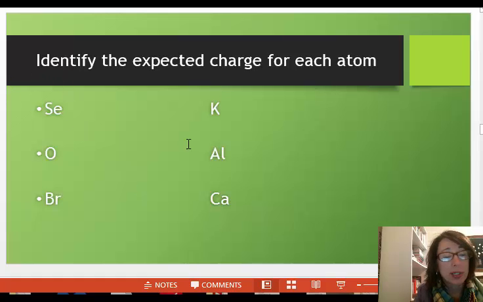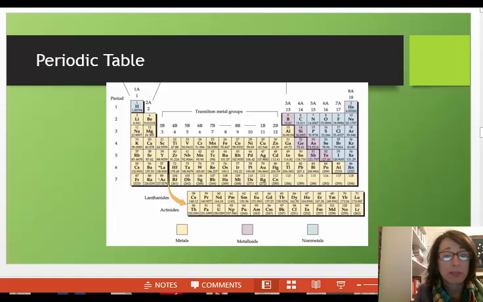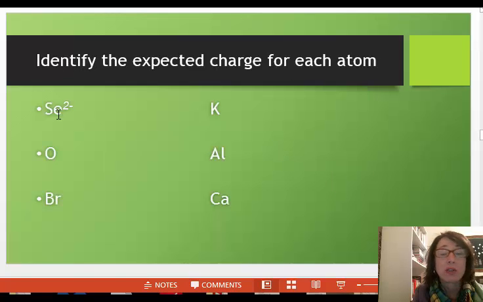Looking at our first example of selenium, we can see by looking at the periodic table that it is in family 6A. That means there are 6 valence electrons, which is 2 electrons short of the noble gas valence electron number of 8. Thus, selenium will form an ion with a charge of -2 to gain 8 valence electrons. Selenium is a nonmetal, and it forms an anion by gaining 2 electrons.